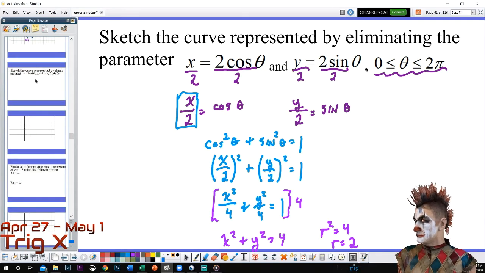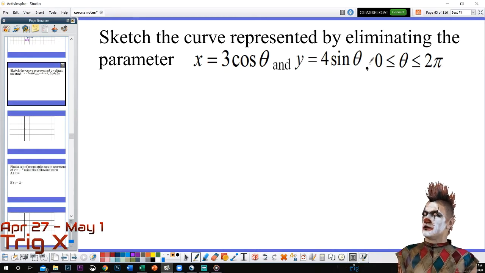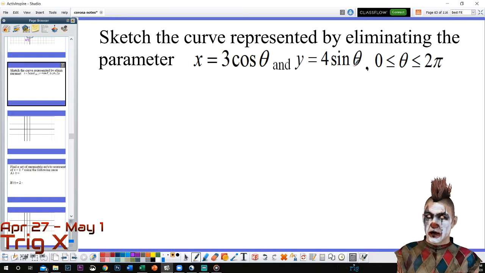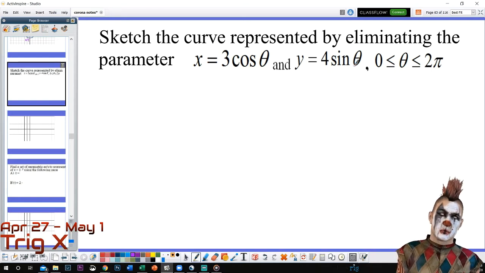Alright. Now we're going to sketch a similar curve. I'm going to go ahead and hit pause. You're going to hit pause. I'm going to wait. And then when you're ready, after you finish this, go ahead, hit play again, and I'll be here.